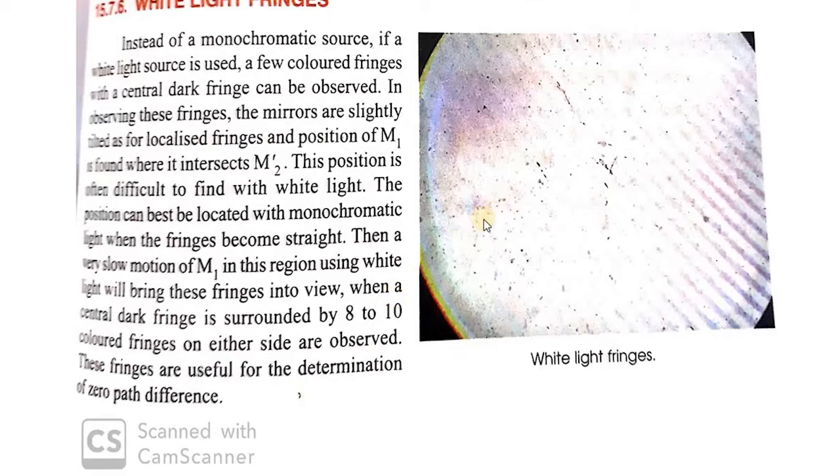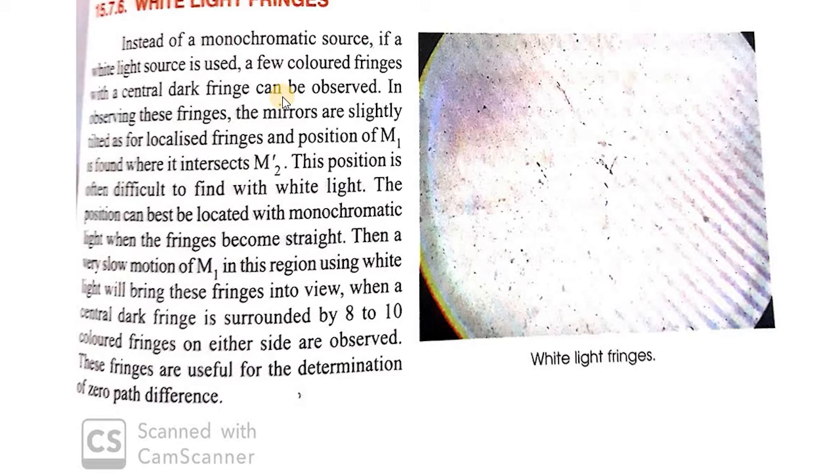And next we are going to discuss the white light fringes. It is written here as white light fringes. Okay. Instead of a monochromatic source of light, if we are using white light, what happens? The fringe pattern obtained will be colored fringes with a central dark fringe. And in observing these fringes, the mirrors are slightly tilted and you can see the changes. Okay. And the position can be best located with monochromatic light when the fringes become straight.